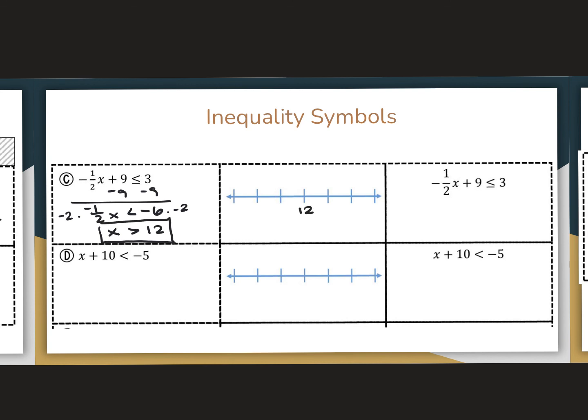So I have 12. I'm going to have an open circle, and I want those x values that are greater than 12. So I'm going to shade to the right, and I made a mistake. That should be shaded in.